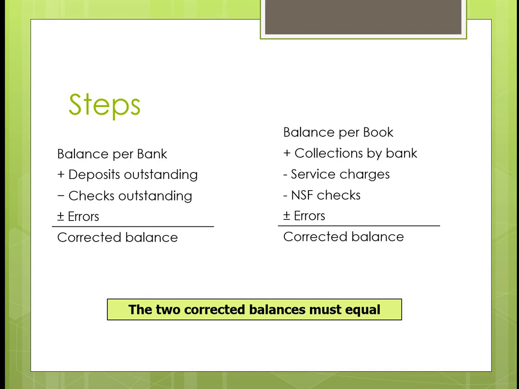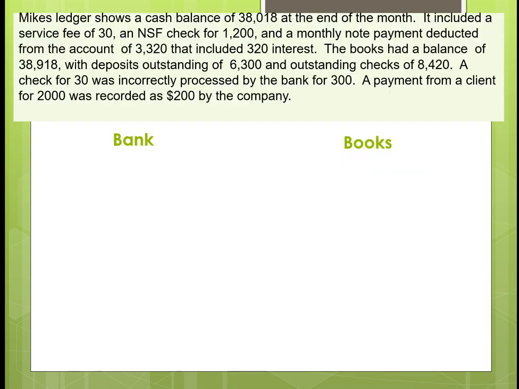Now we go to the book side. The book side is we're going to add any collections from the bank, minus any service charges, minus any non-sufficient funds, also known as bouncing checks, and plus or minus any errors. You must always do journal entries for any adjustments to the balance per book. These two at the end of this process have to equal. So now let's take a look at an example.